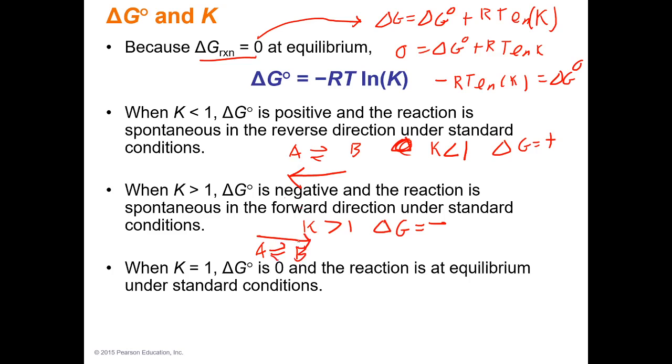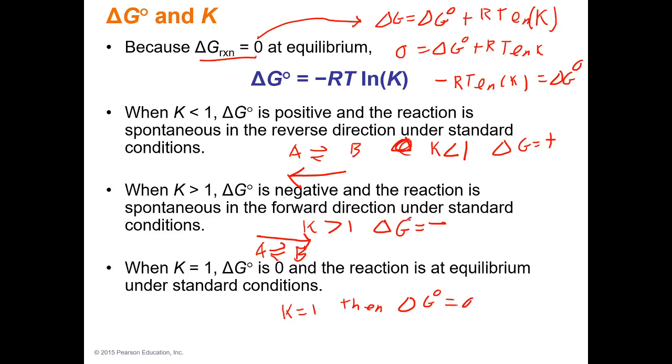Remember, when K is greater than 1, that means products are favored over reactants. But in standard conditions, the answers are going to be 1 molar or 1 atmosphere, depending on if you're talking about aqueous solutions or pressures of gases. So if everything's 1, well, then you would get exactly 1. So it's going to want to shift towards the product side if you started everything at 1. And if K is exactly equal to 1, then delta G is 0.